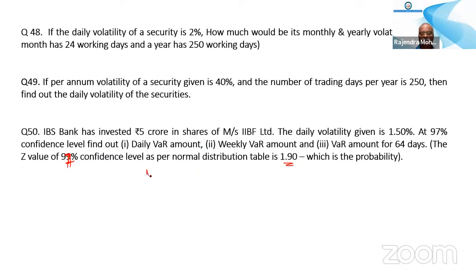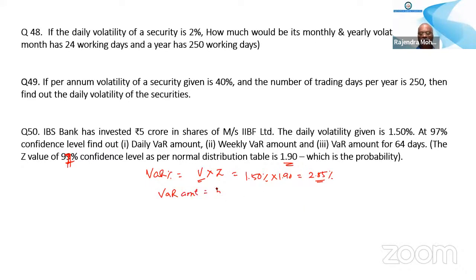So what is the VaR percentage? You have to first calculate. VaR percentage is volatility multiplied by your Z value or probability. So what is the volatility given? Volatility is given as 1.50%, multiplied by Z value of 1.90. So how much will it be? 1.50 into 1.90 equals 2.85%, right? 2.85%.